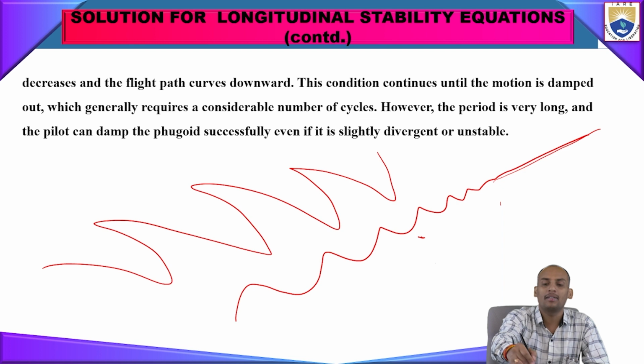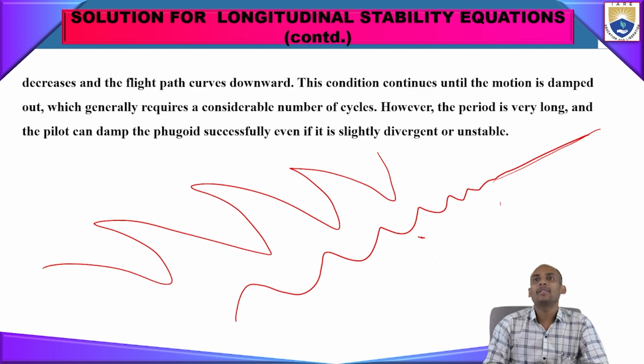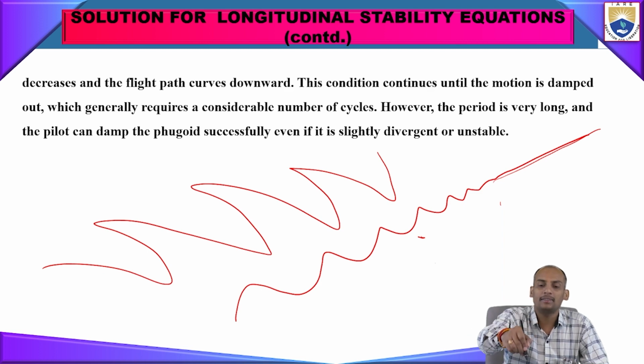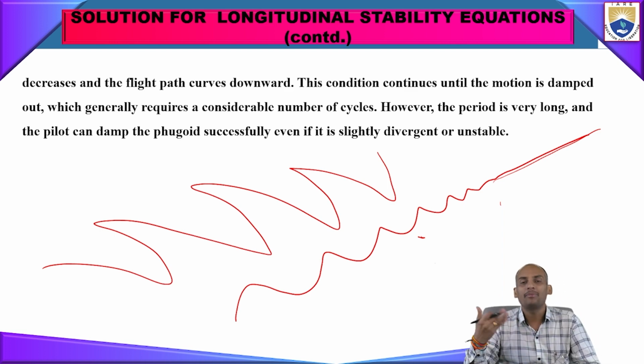So if it is to come back to the original position, it will take time to get to the normal cruise condition. However, that period is very long, and the pilot can damp the phugoid successfully, even if it is slightly divergent or unstable. Even if this much frequency orientation is there, the pilot can overcome that and bring it into the stable condition. Even if it takes time, he will bring it into the stable condition after some time.